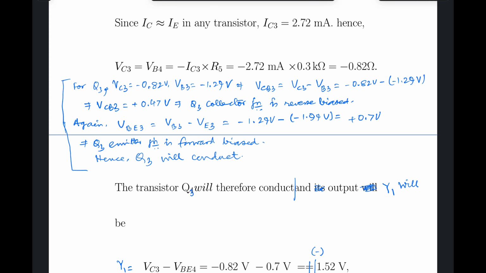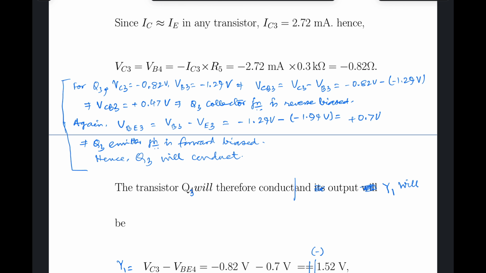Its base potential is minus 1.29 volt, and therefore the collector base potential Vc3 minus Vb3 is minus 0.82 volt minus (minus 1.29 volt). So Vcb3 is 0.47 volt. So the Q3 collector junction is reverse biased, which is necessary for a transistor to conduct.